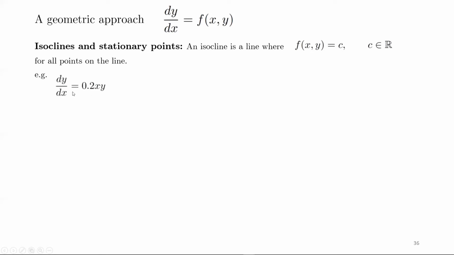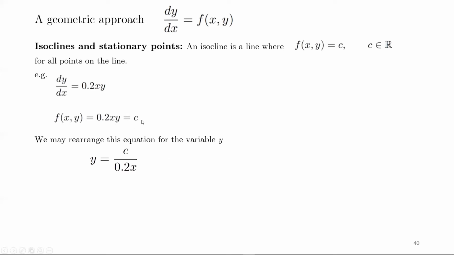Okay, so for example, with our ODE, dy by dx equals 0.2 x times y, if the right-hand side of that ODE is equal to some constant, then I can rearrange that equation to find an equation for the line, this isocline. If I simply divide c by 0.2x, then I get y is equal to this constant c divided by 0.2x. So the isoclines of this differential equation are governed by this equation here.